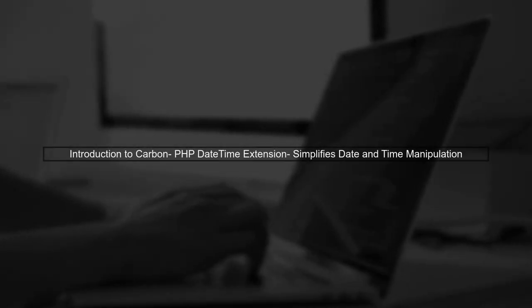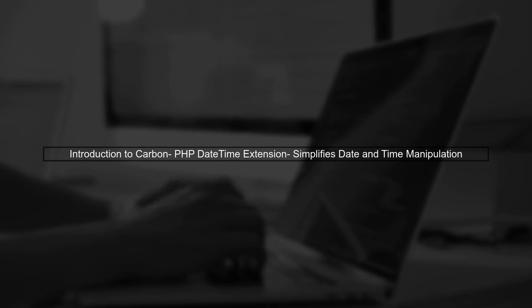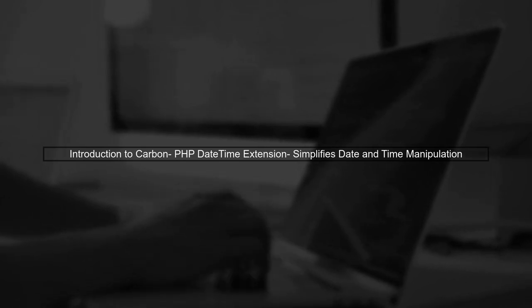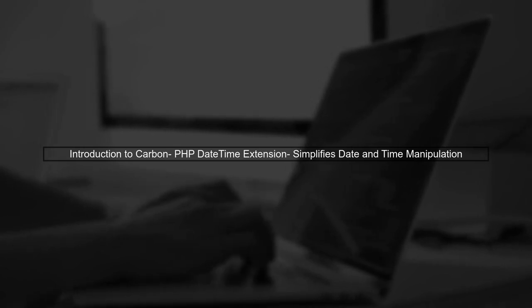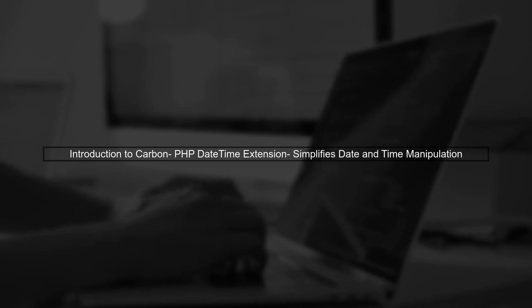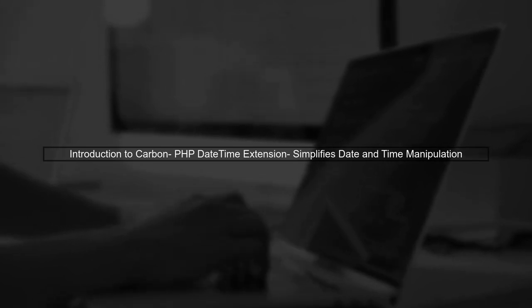Let's get started. Let's start by understanding the Carbon library in PHP. Carbon is an extension of PHP's native DateTime class, making date and time manipulation easier. In our example, we create a Carbon instance representing the current date and time using Carbon Now.